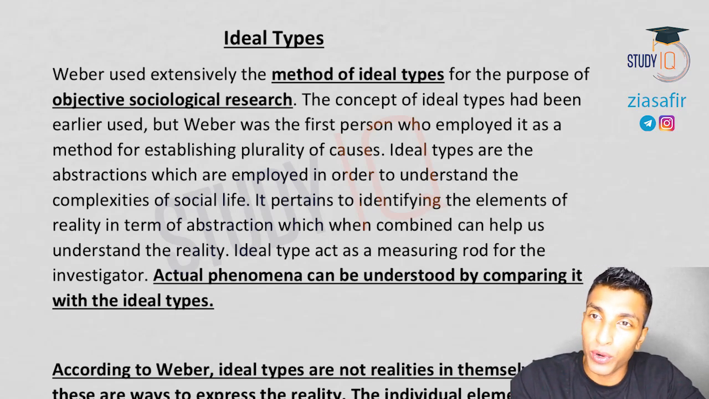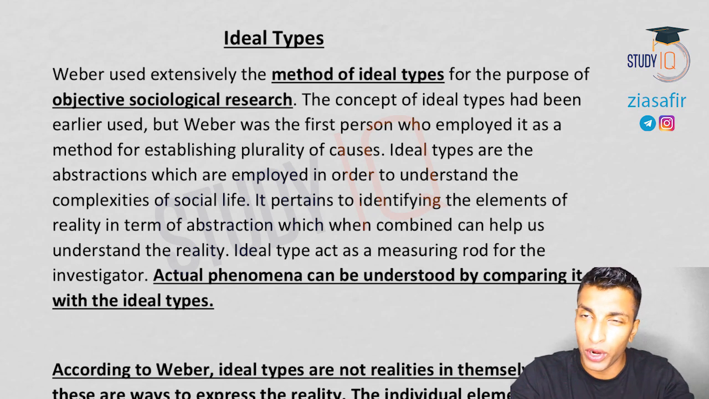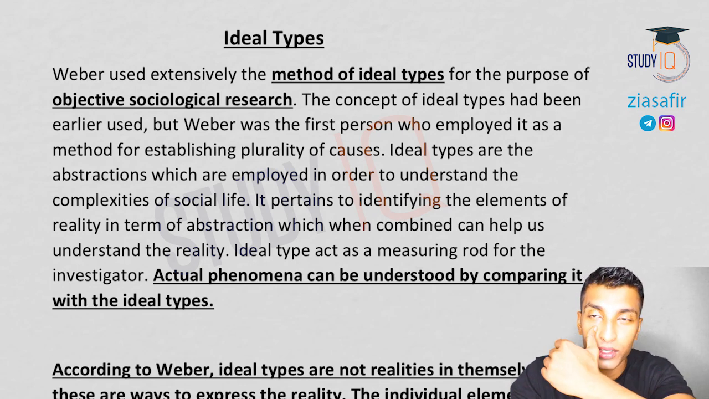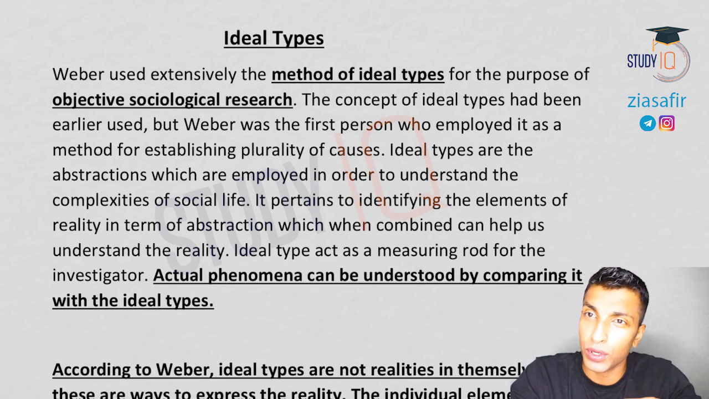In this session, we are going to talk about ideal types. So you already know that this is a concept which is given by Weber. We have already discussed Weber, the complete idea about Weber we have done, and then we have also talked about social action. So what is sociology according to Weber?